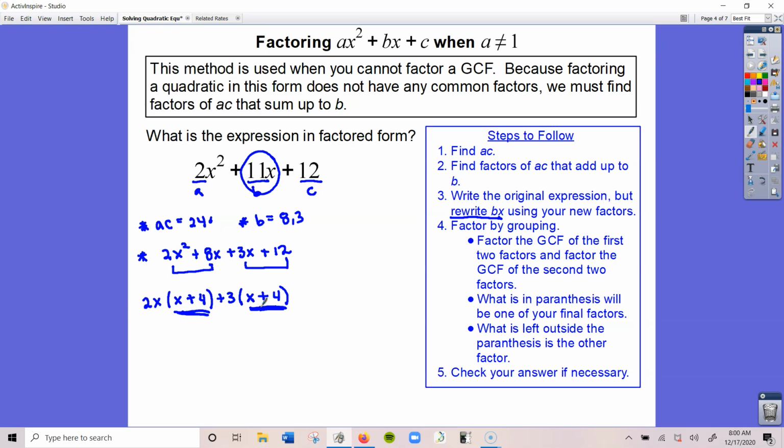So now to write out your final factors, the one that is repeated is going to get factored out. Or basically what you can just remember is that will be one of your factors, the x plus 4. And then what's left, the 2x plus 3, that is your second factor. And now we have completely factored the quadratic equation. Let's have a look at a couple more examples.